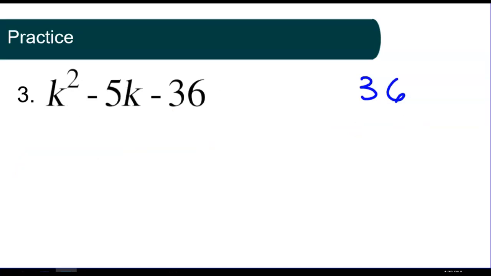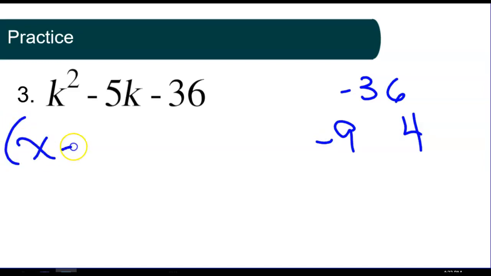And finally, k squared minus 5k minus 36. I need factors of negative 36 that when I add them together, I get a negative 5. Well, I've got a 9 and a 4, and if that 9 is negative, when I multiply that together, I get negative 36. And when I add those together, I get negative 5. Should definitely be a k.